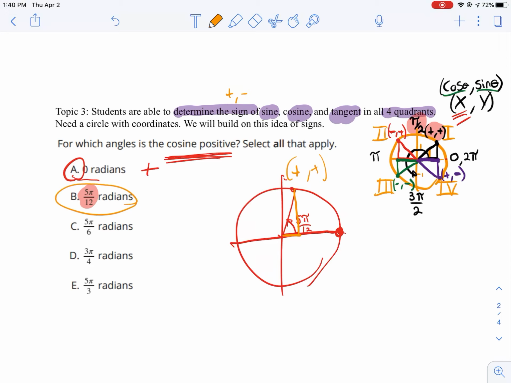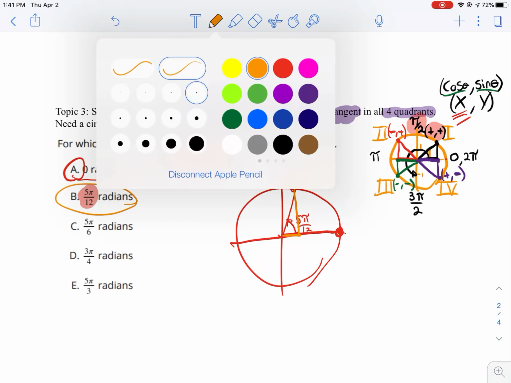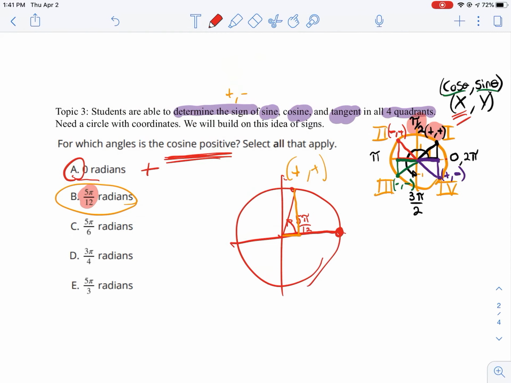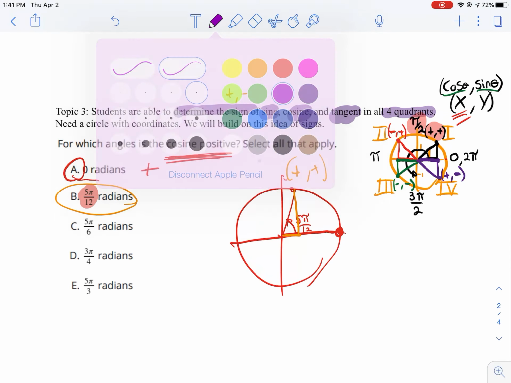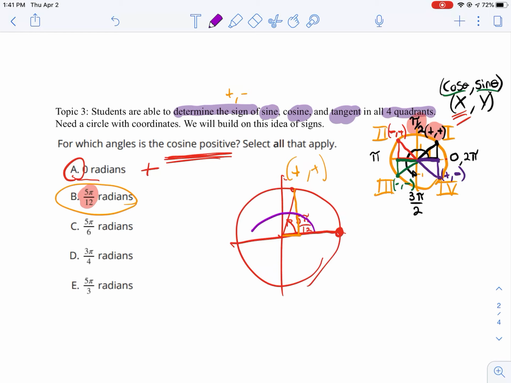Also works for B. Then if we think about 5 pi over 6, we know that's less than pi and more than pi over 2. So we're going to be somewhere over here, in this second quadrant. If you know we're in the second quadrant, then you're able to determine just by looking at this what your sine and cosine are. Cosine is going to be negative, so C is not going to work.